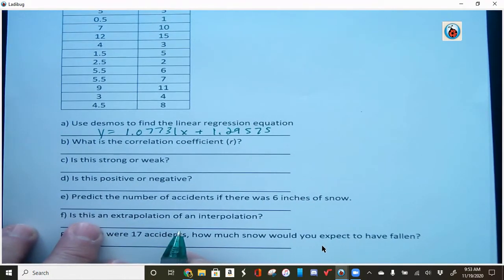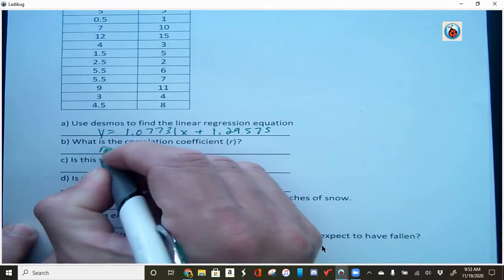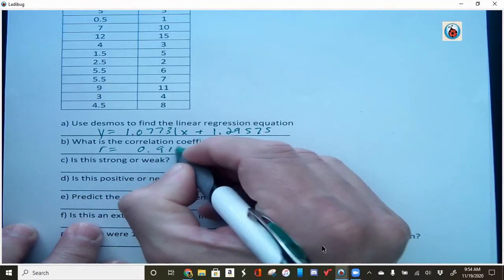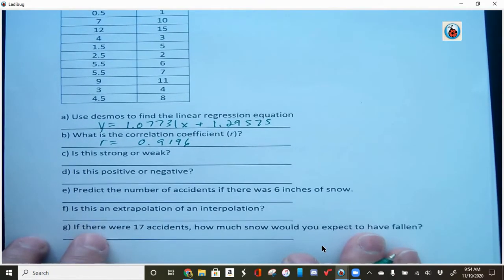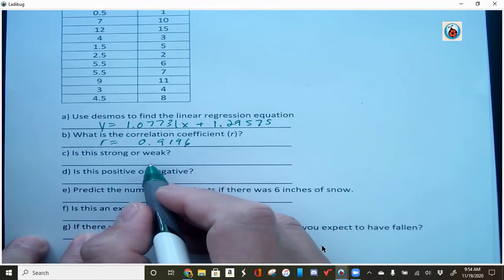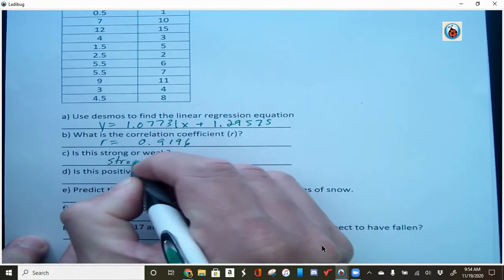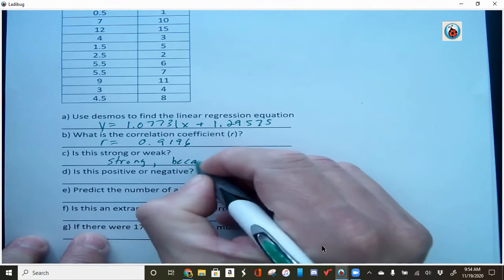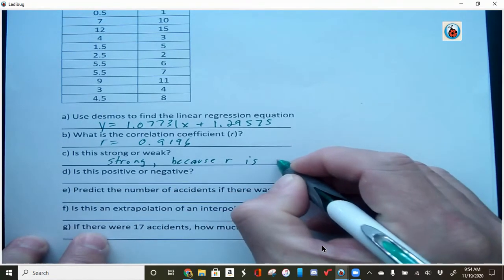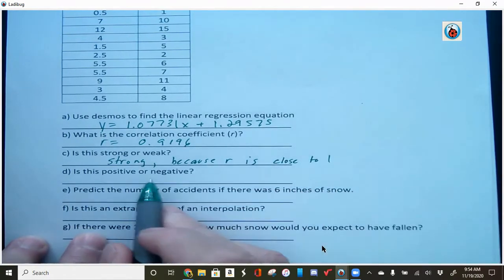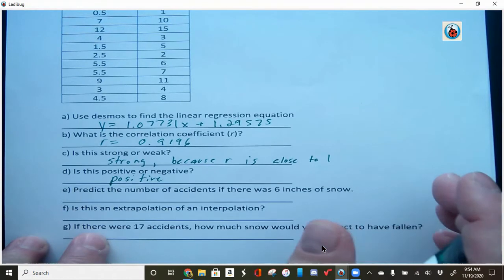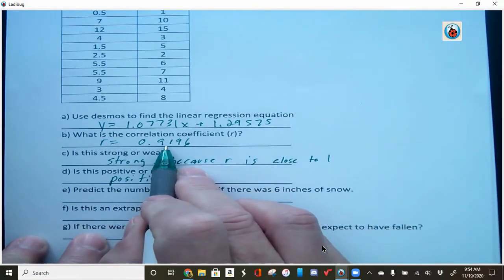Part B, what is the correlation coefficient? That's going to be R equals, and we'll put in the 0.9196. Is this strong or weak? Well, this is definitely strong because that number is very close to 1. Is this positive or negative? Definitely positive, because two things. One, it was a positive slope you saw on Desmos, and second thing is R is positive.